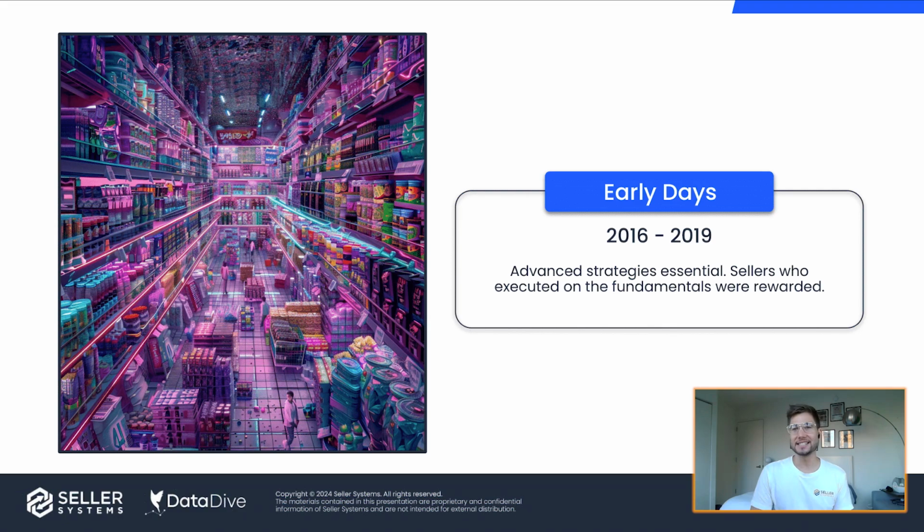In the early days, this is like 2016 to 2019, this is where you start to see advanced strategies becoming essential, like courses start coming out, teaching the nuts and bolts behind how Amazon's algorithm works. And really, the sellers who were able to execute just on the fundamentals were able to do very, very well. You could be proficient in just one category, like be really good at images, be really good at pay-per-click advertising, and you could dominate your niche.